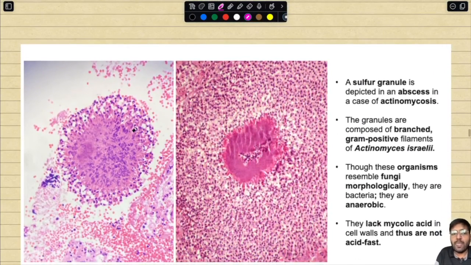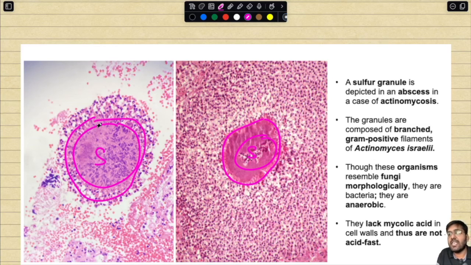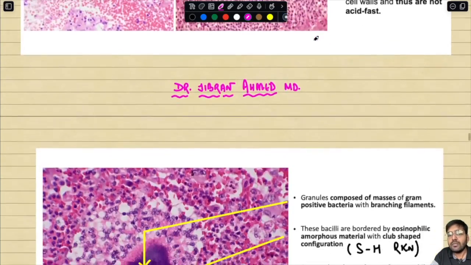So let me show you. As you can appreciate over here, this is at the center. You have the sulfur granules. So at the center you basically have the sulfur granules, and at the periphery you can see a very pinkish, light pinkish eosinophilic material. Over here also you can see a light pinkish material. This is basically the eosinophilic Splendore-Hoeppli reaction, and you can see that they are surrounded by suppurative inflammation. Again, over here also suppurative inflammation is there.